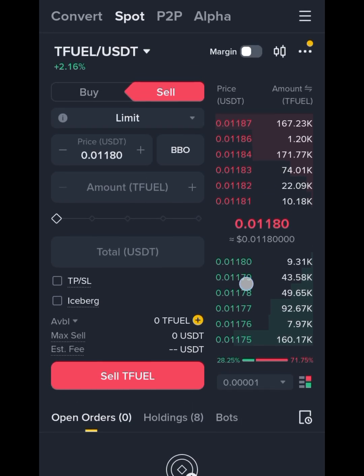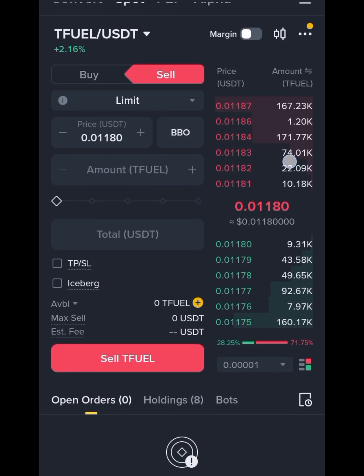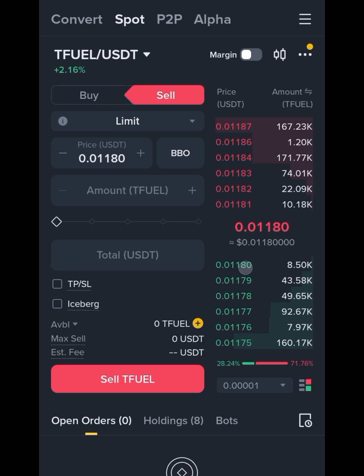So you put your bid. If they put a bid, you put your ask. But if you want to meet their bid for instant or faster execution, you meet them where they are when you are selling. Try to understand this, right?